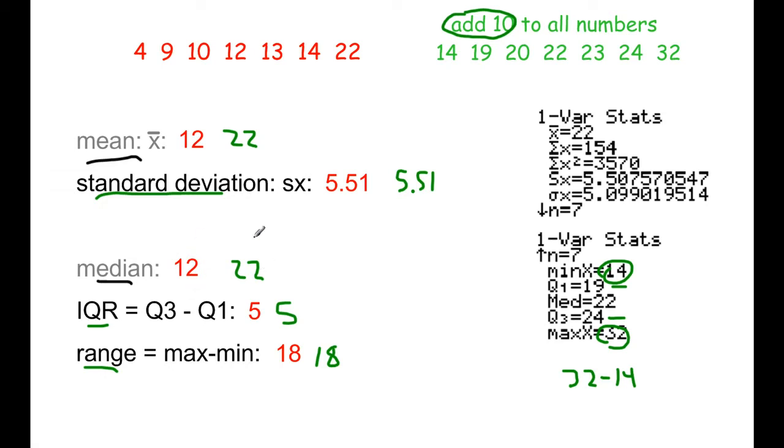So that makes sense. But the standard deviation, the IQR, and the range all are measures of spread, how far apart the numbers are. And if we added something to everything, the numbers aren't any farther apart from each other than they were before. So that's why those three values did not change.